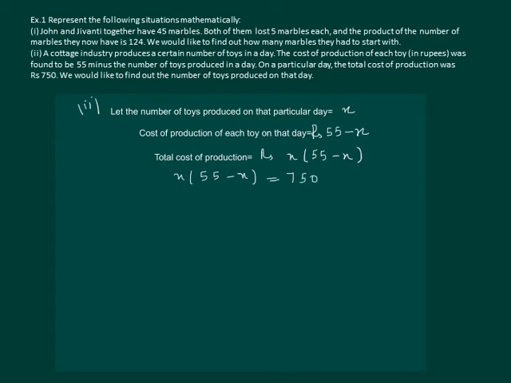Let us solve this further. Open the bracket. We get 55x − x² = 750, or −x² + 55x − 750 = 0. Now, this equation is the mathematical representation of the problem, and the number of toys on that particular day satisfies this condition.